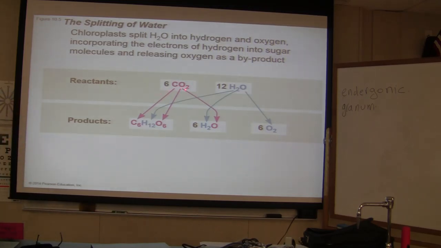Okay, so these are what goes into photosynthesis: carbon dioxide and water. These are what comes out of photosynthesis: glucose molecule, water, oxygen. The question is, this oxygen, where is it coming from? This oxygen or that oxygen? That was the question scientists were asking. The oxygen that is emitted to the atmosphere, does it come from the carbon dioxide or does it come from water?